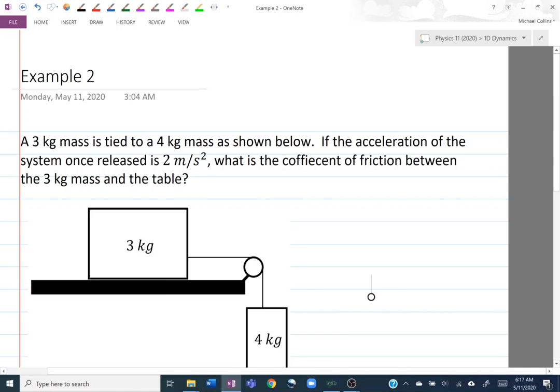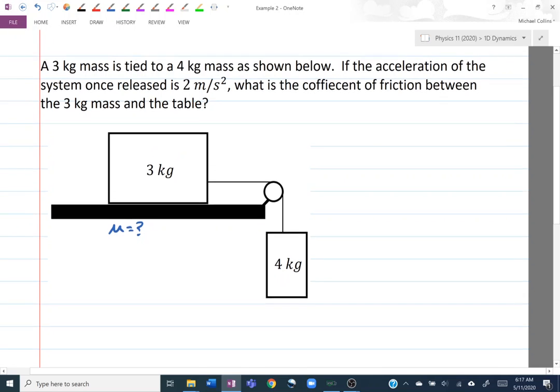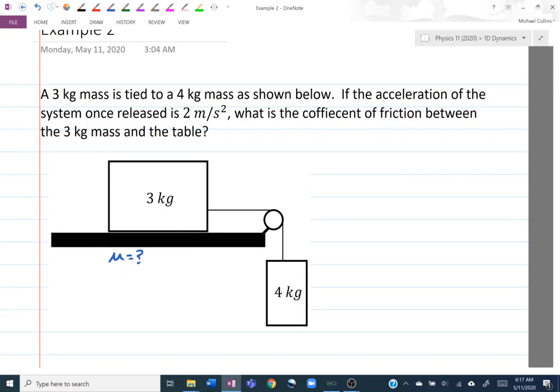A 3 kilogram mass is tied to a 4 kilogram mass as shown below. If the acceleration of the system once released is 2 meters per second squared, what is the coefficient of friction between the 3 kilogram mass and the table? So I'm going to add that in here. What is mu here? Notice how my 4 kilogram mass isn't rubbing on something, so there will be no force of friction there, but I have a force of friction between my 3 kilogram mass and my table.